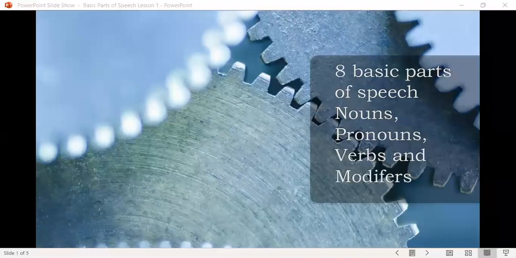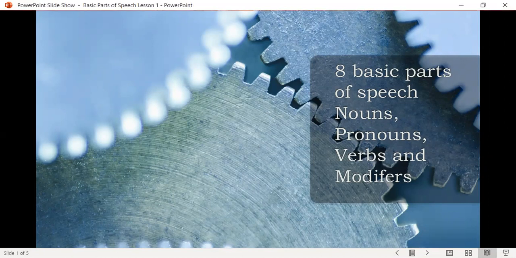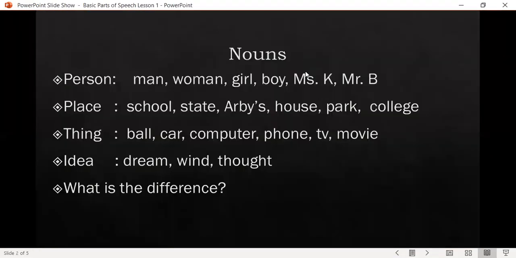Okay, so 8 basic parts of speech: nouns, pronouns, verbs, and modifiers. They all work together just like these wheels do, just like these keys in the wheels do. Okay, so nouns. Nouns come in 4 different sections, or 4 different ways.